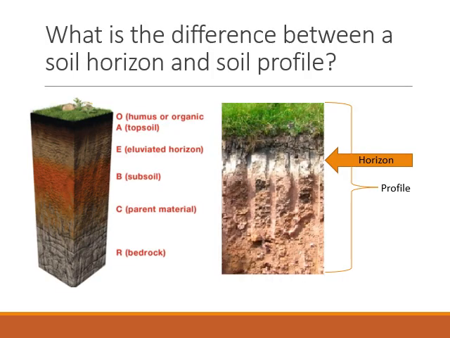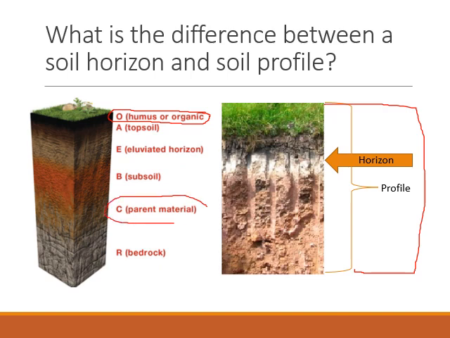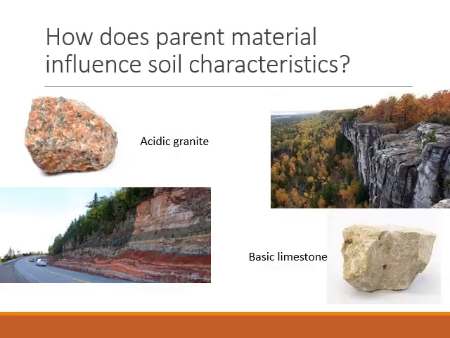Okay, so starting at the beginning, what is the difference between a soil horizon and a profile? Remember, a horizon is a single layer within the soil profile. The profile is the collective, and a horizon is one particular layer within that profile. So you have your O layer for organic, or we have our parent material layer. A horizon is a component, the profile is the whole thing.